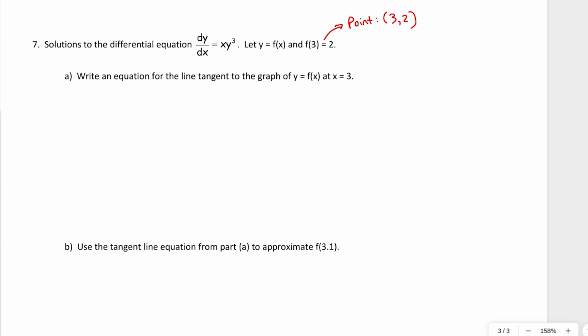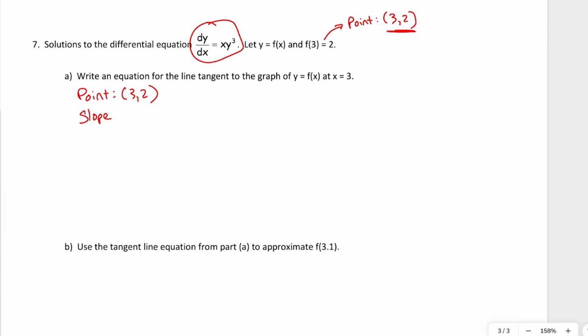A says write an equation for the line tangent to the graph at x equals 3. Okay, well, we know the point at x equals 3, so that's kind of nice. We know our point is (3, 2). And so what we need is the slope, which we're going to find with the derivative. Now, check this out. We already have the equation for the derivative. We don't need to find the second derivative.